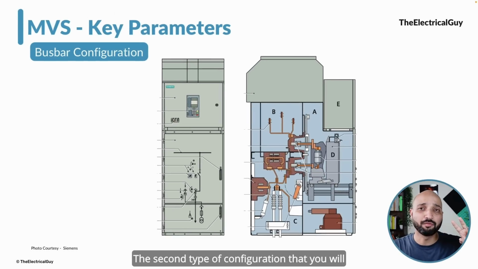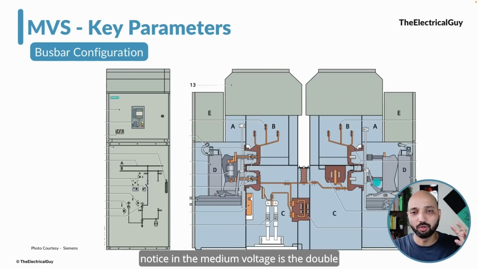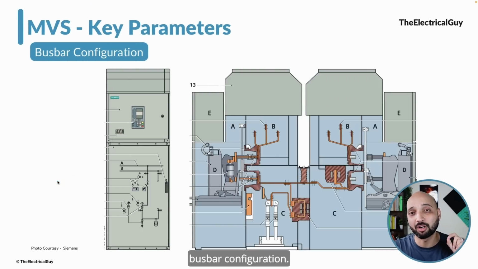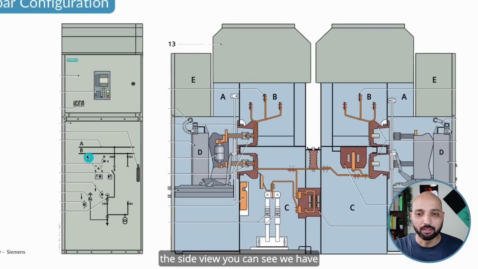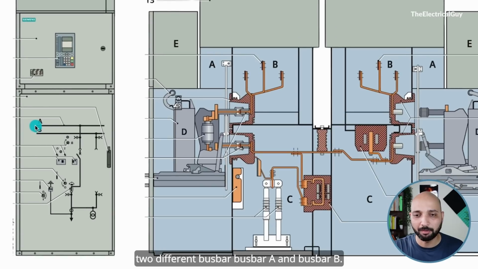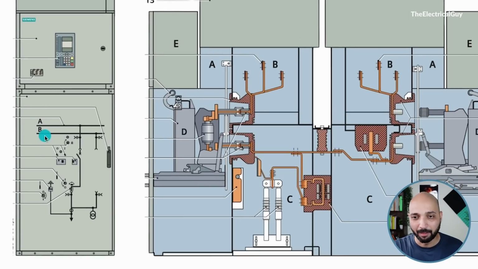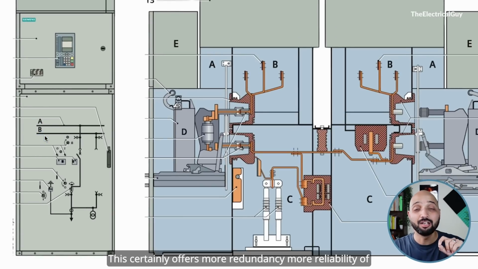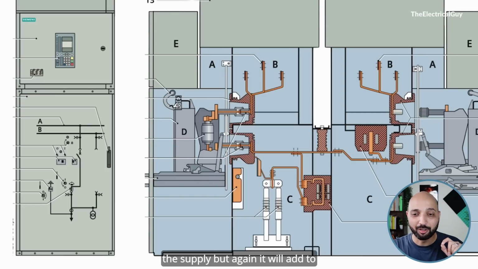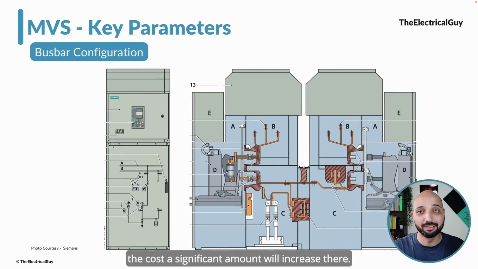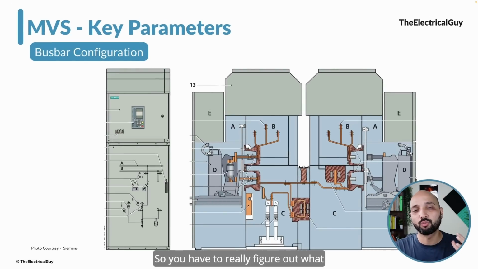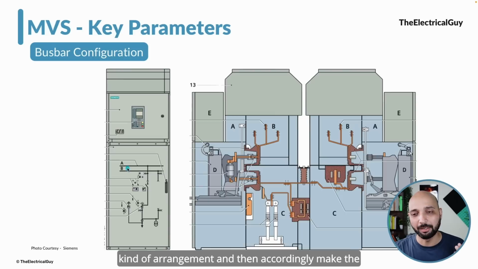The second type of configuration that you will notice in the medium voltage is the double bus bar configuration. Again, this is the front view, this is the side view. You can see we have two different bus bar A and bus bar B. This certainly offers more redundancy, more reliability of the supply, but again, it will add to the cost. A significant amount will increase there. So you have to really figure out what is the application. Do you really need this kind of arrangement? And then accordingly make the choice.